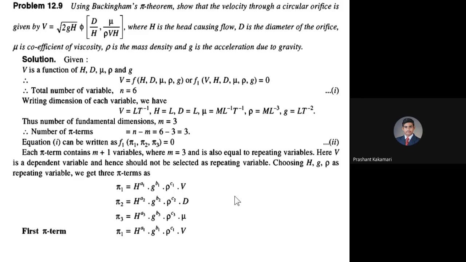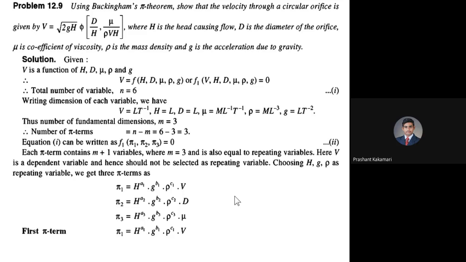Now to write the pi terms, there is a method. Each pi term should contain m plus 1 terms. What is that m plus 1? m is the repeating variables. So 3, what is the quantity we got? I have to choose 3 repeating variables plus 1. 1 is what? Non-repeating variable. So from the above 6 variables, first we need to choose which are those repeating variables.